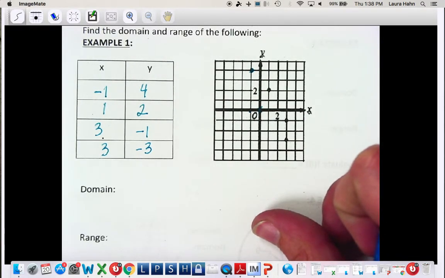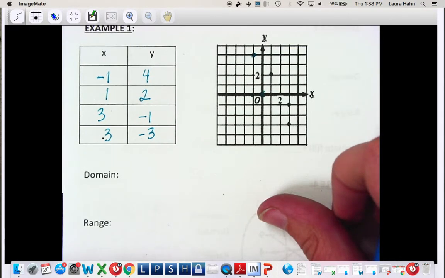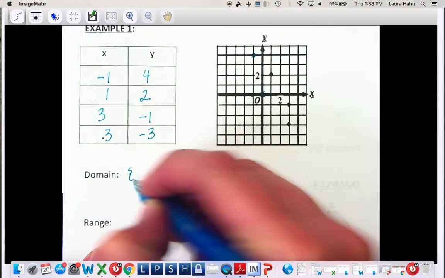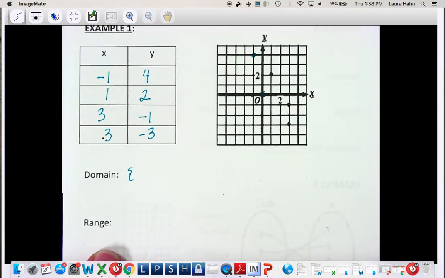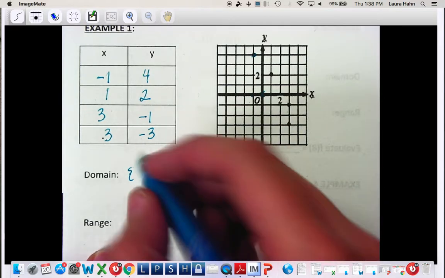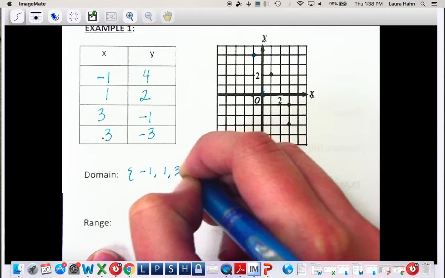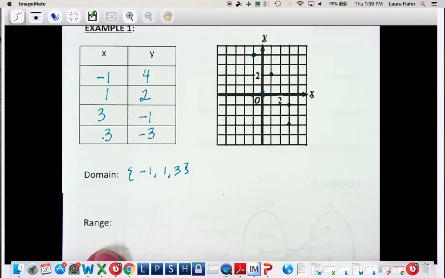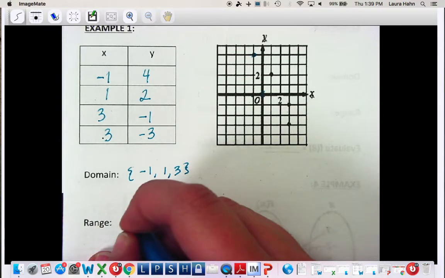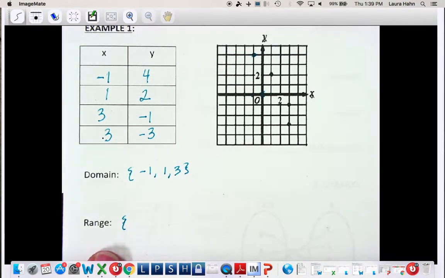All right, so my domain is going to be a list of all of our x's. This is the way we write it. We write brackets, and we're going to list our x's in numerical order. We had 3 twice, so there was no reason to repeat it. Range is going to be the list of all of our y's, so we put our brackets, and let's list our y's in numerical order.